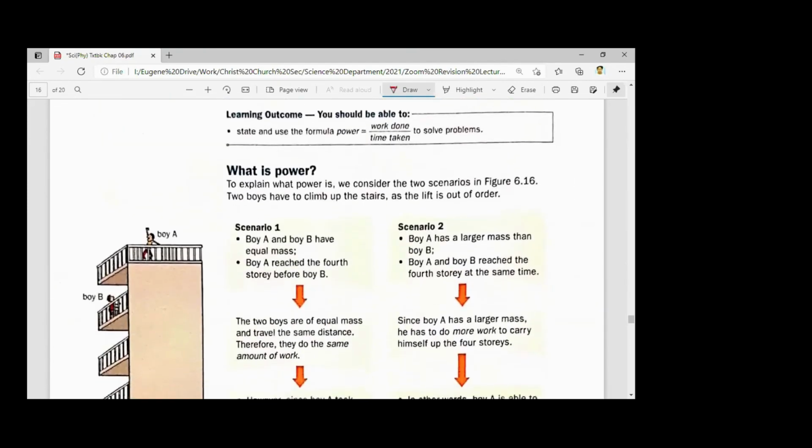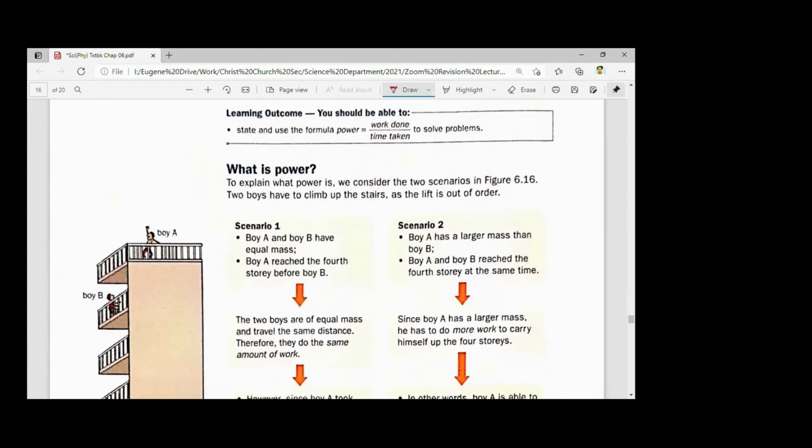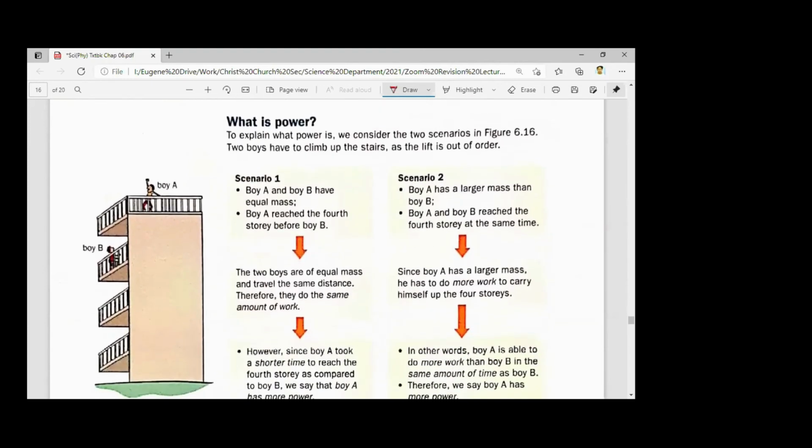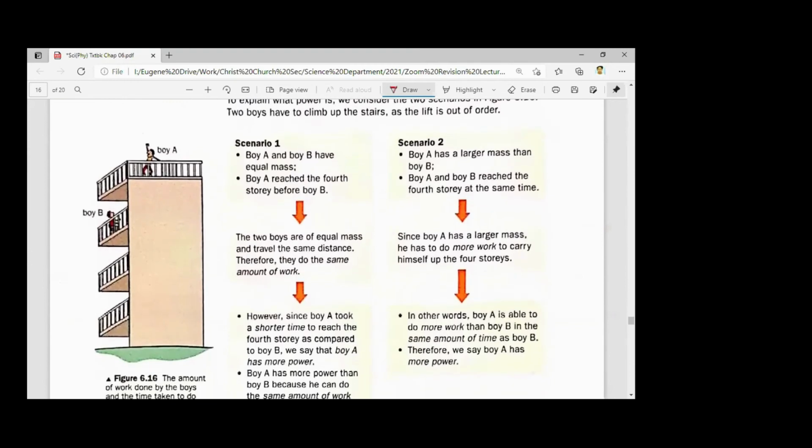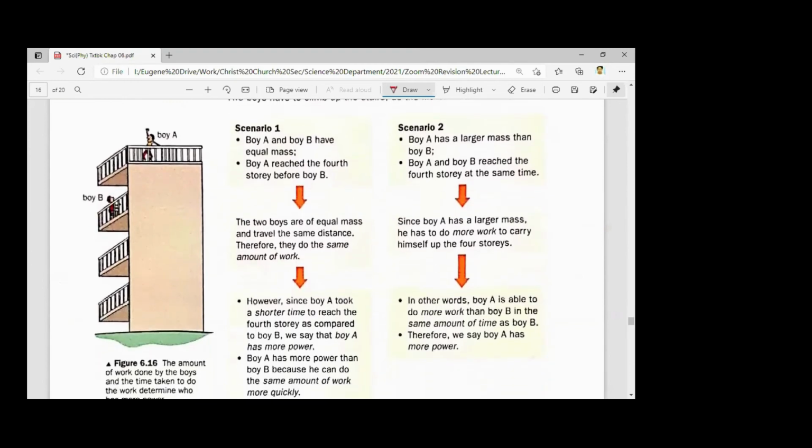The last part of work energy is on power. So what exactly is power? Before we go into the definition, I want us to look at these scenarios. I think the scenarios put it very nicely. Imagine boy A and boy B, they start off at the bottom. So they have equal mass.